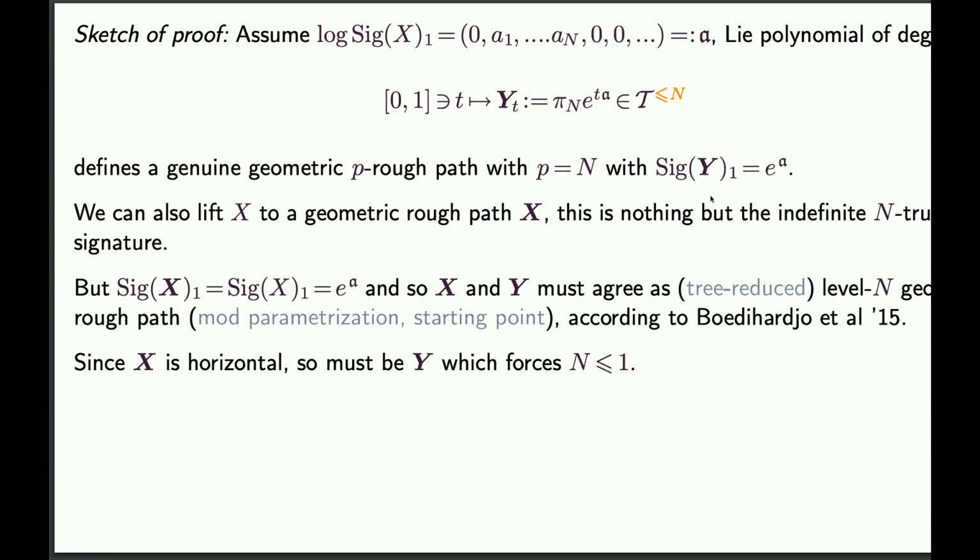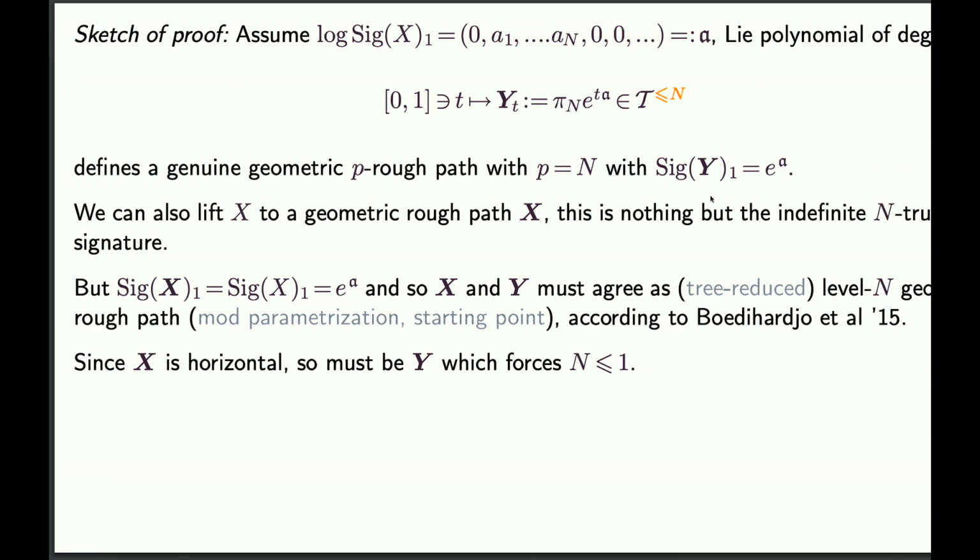And so let me cook up a path now. I look at the tensor exponential of t times A, so I run straight in the Lie algebra and then exponentiate the whole thing. This way I'm group-like. Everything is truncated at level n here, so I'm in the truncated level n tensor algebra.